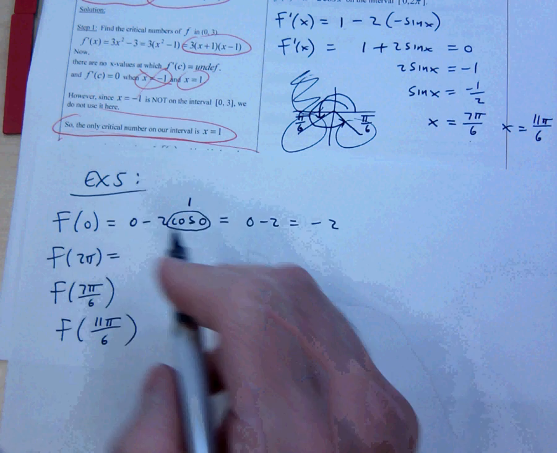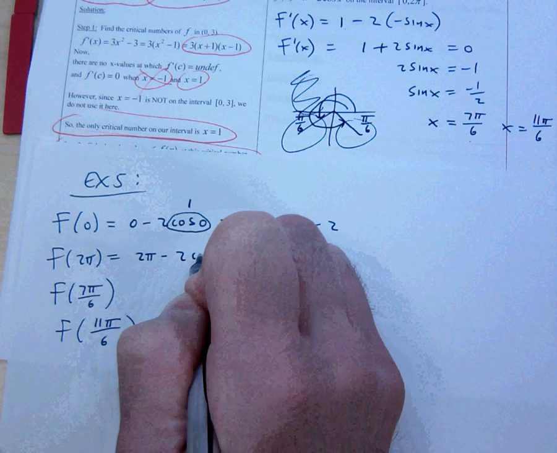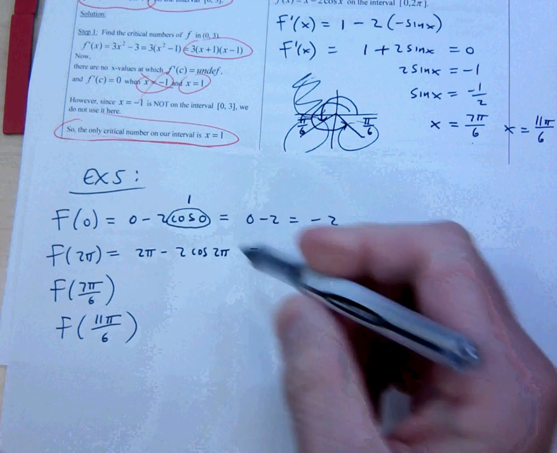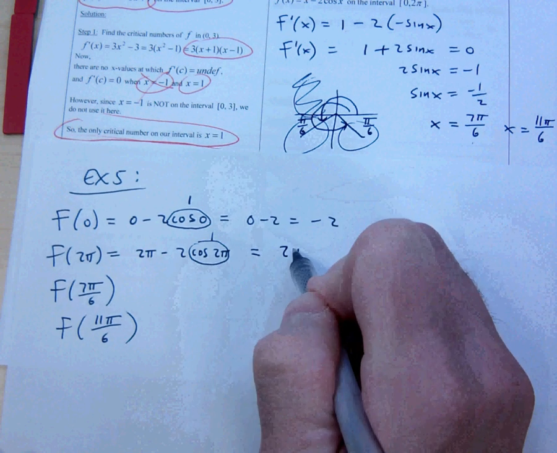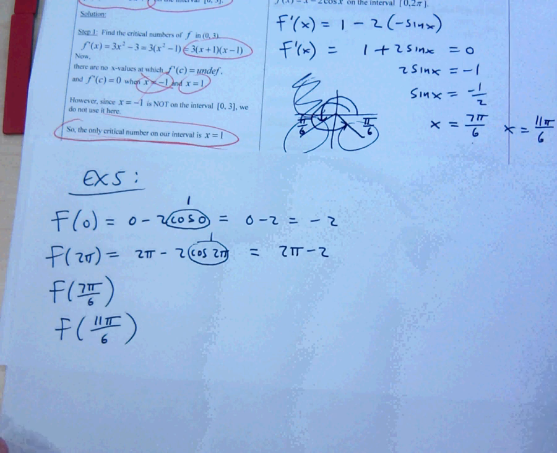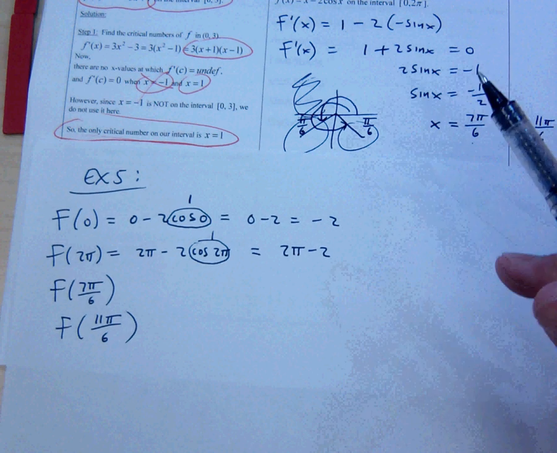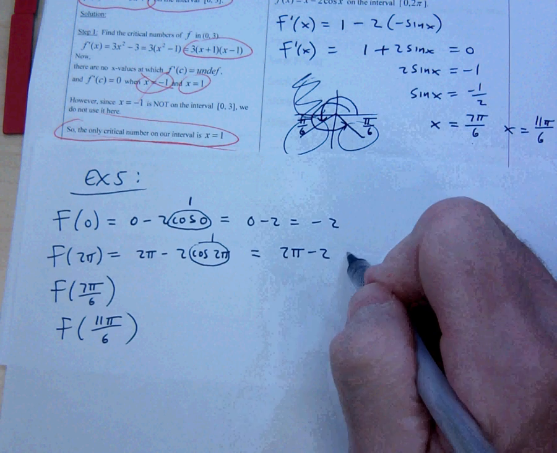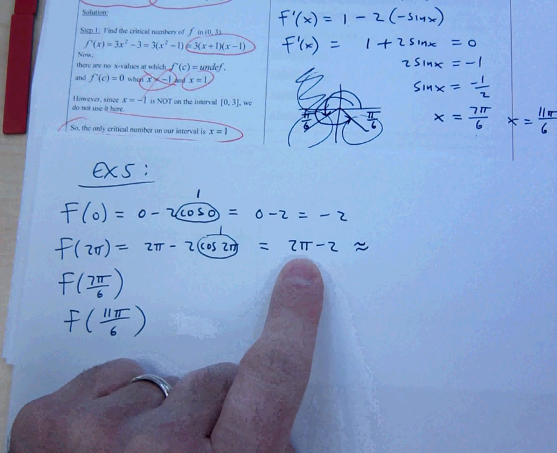Now I'm going to stick a 2 pi in there. What's the cosine of 2 pi, guys? 1. And so I end up with 2 pi minus 2. And again, I have to be able to compare that to values that don't have pi in it. So what I want you to do is approximate that. I don't want you reaching for a calculator.